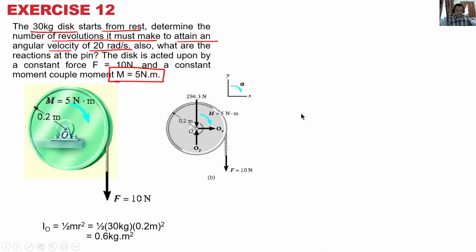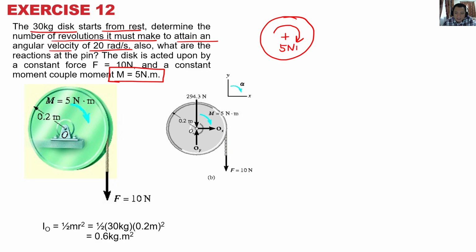Okay, these are some tutorials that you should do. We'll start with this disk. Let's draw it. This is a disk, rotating about point O. It already has a moment acting on it. What is the moment's value?